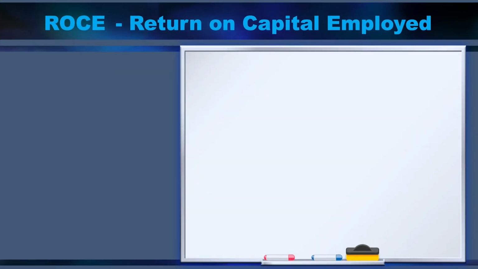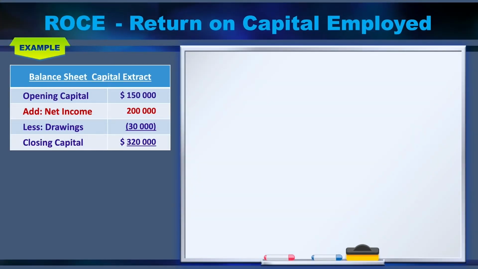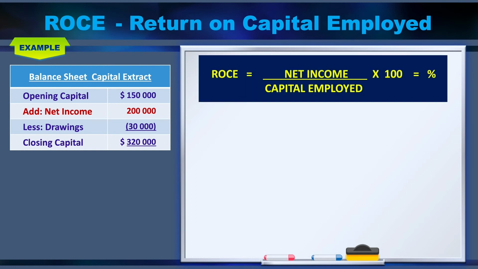So the best way to reinforce would be, of course, to do an example. And you would see that we have a balance sheet extract where we have opening capital. We also have a net income, which we would have transferred from our income statement. And then we have our closing capital figure. So the formula would be net income over capital employed multiplied by 100. Because we are using average capital as our capital employed, that means our formula will be net income over average capital multiplied by 100.